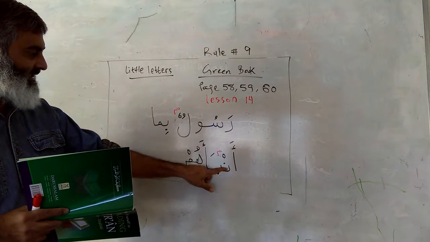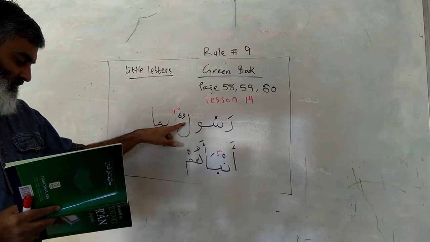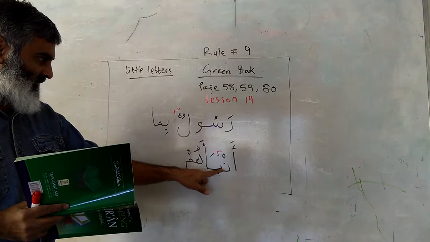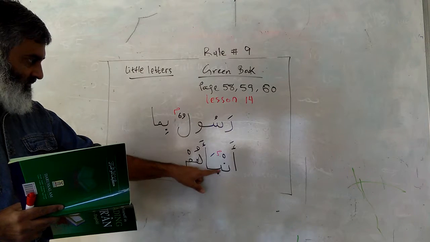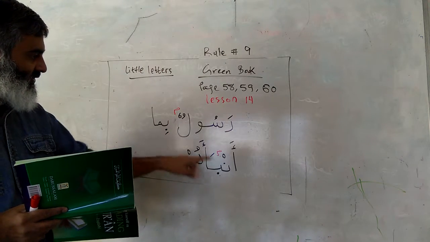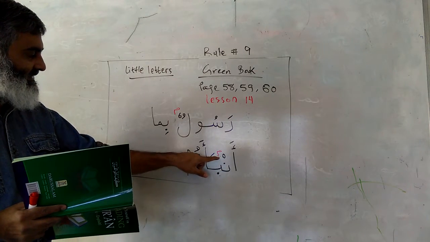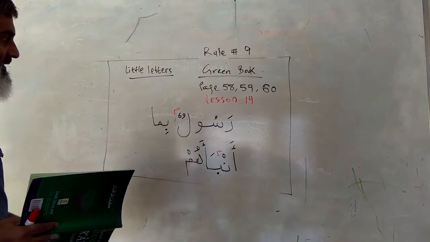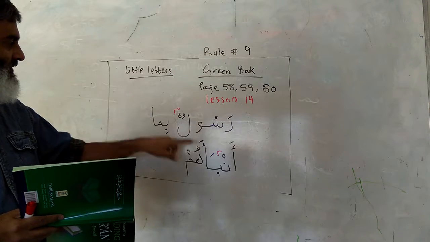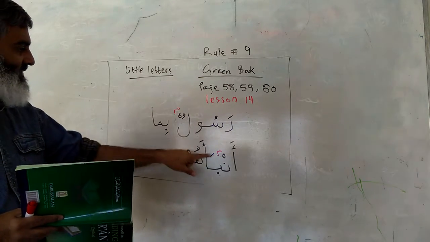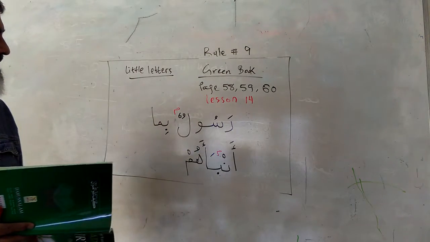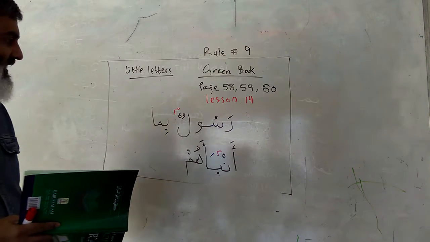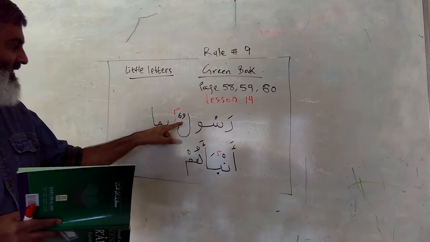So the rule says that if tanween or noon with sukoon comes before a letter with ba, then that tanween or that noon is read as a meme. In Quran, you will always see a little meme there. So as you see, both of these words have a little meme. This little meme is to help you and let you know that it should be read as meme and not as noon.